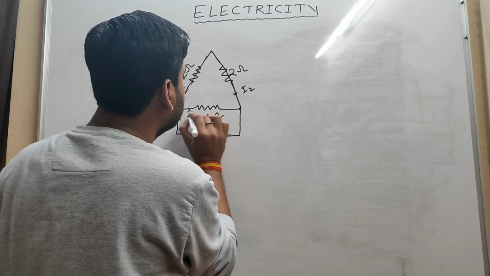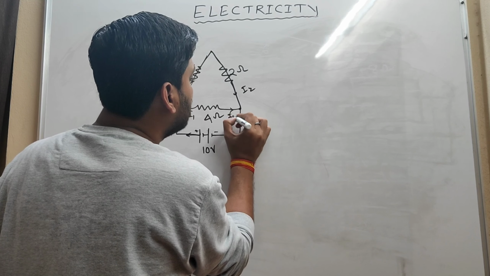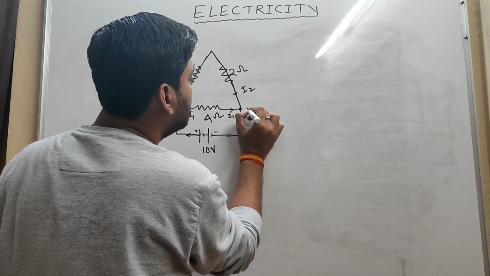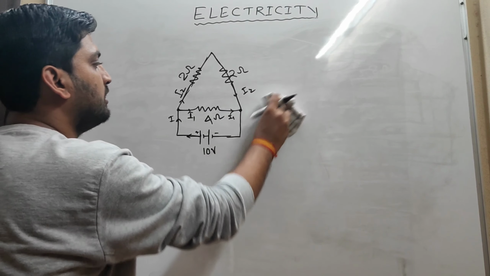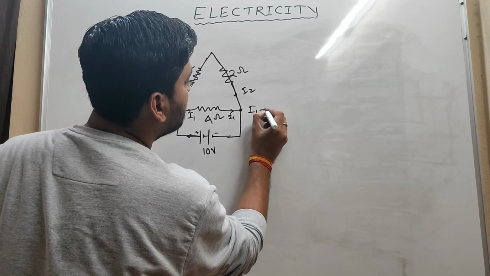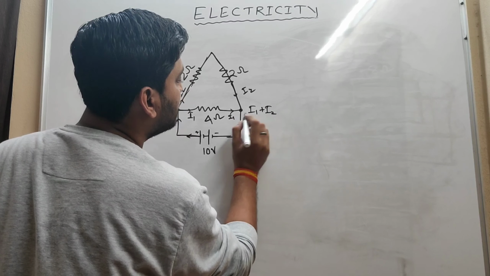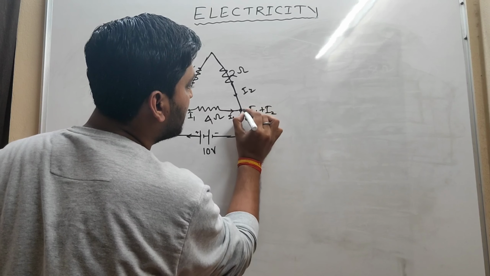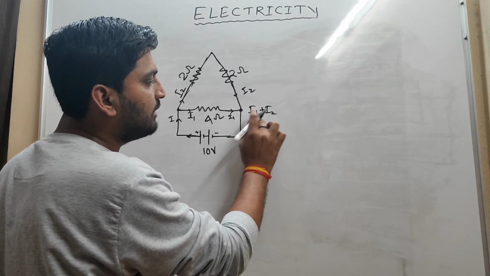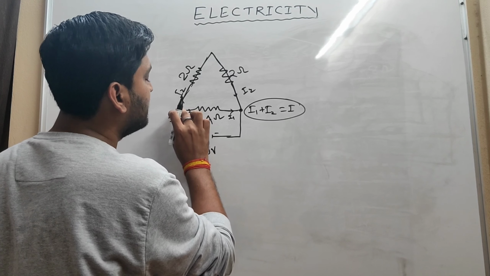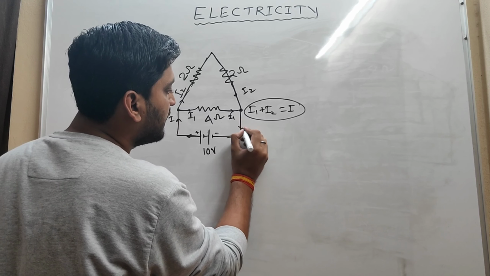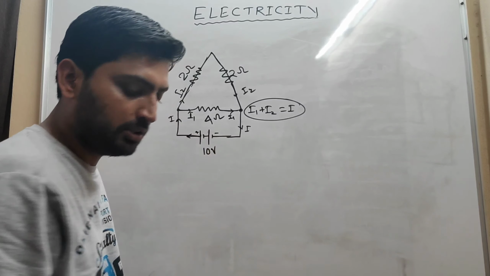As it reaches here, I1 from this side, I2 from this side, so at this point total current will be I1 plus I2, which is equal to again I. So the same current I starts from here, and the same current I will flow to the negative terminal.